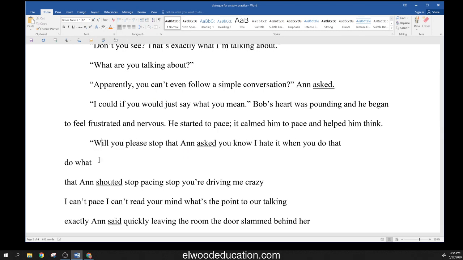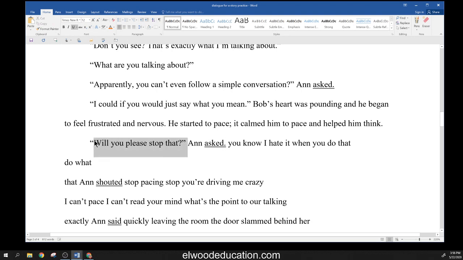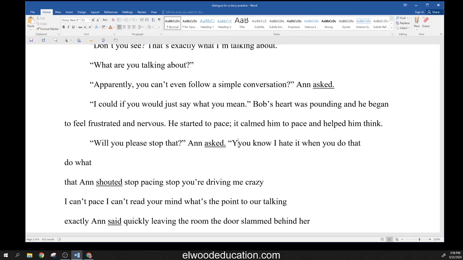I have, "Will you please stop that?" Question mark. Anne asked. Now I'm going to put a period there because Anne asked belongs to the first bit of what it is she's saying. I have more of what she's saying, so I'm going to put another quotation mark there. "You know I hate it when you do that." Period. Closing quotation marks.